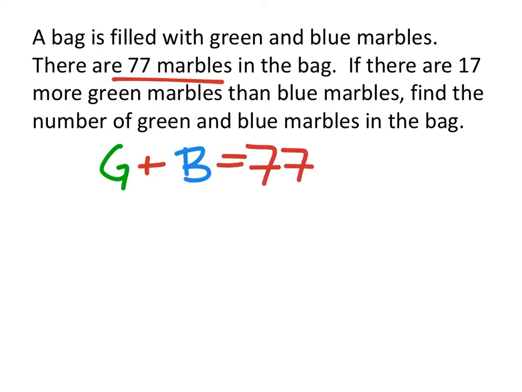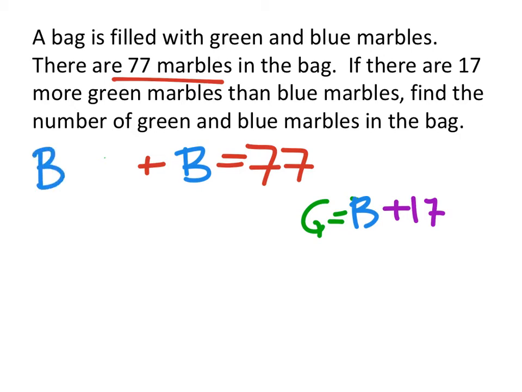Okay. It's just that there's 17 more green marbles than blue marbles, which means that you'd have to take the number of blue marbles, and if you added 17 to it, that would tell you how many green marbles there are. Now this is leading into something that's actually in a future module for us, but in the meantime, it also means that I could replace the G in the original equation with what it represents, the blue marbles plus 17 marbles.